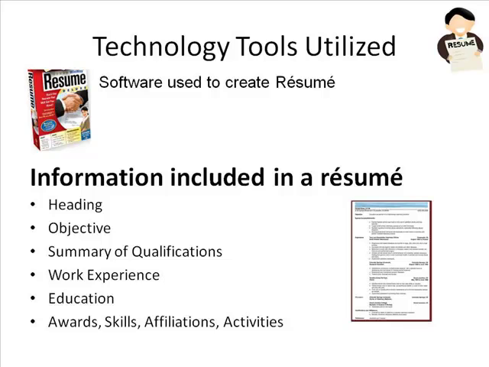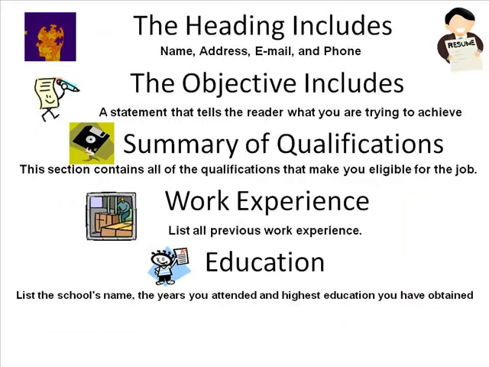The students began to type the data from the resume data form into the Winway resume template software, creating their resumes. There is standard information included in a resume, and it is as follows: the heading, the objective statement, summary of qualifications, work experience, education, awards, skills, affiliation, and activities. The heading includes name, address, email, and phone. The objective includes a statement that tells the reader what you're trying to achieve.